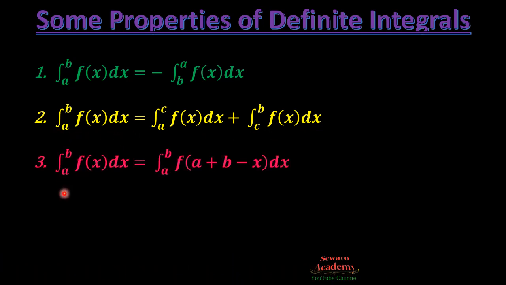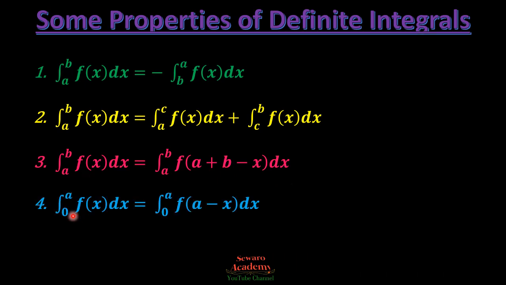Now the third property is integration from a to b f(x) dx. It can be written keeping the lower limit and upper limit the same, but within the function we replace x by the sum of lower limit and upper limit minus x. This makes no difference. Property number 4 is the same as property number 3, where the lower limit is 0. If the lower limit is 0 and the upper limit is a, then it will be 0 plus a, which is a. This is the same as property number 3.